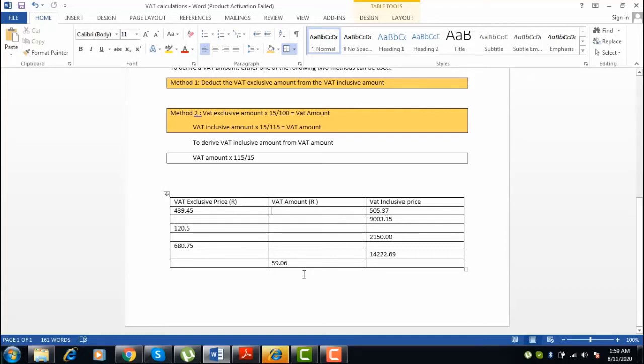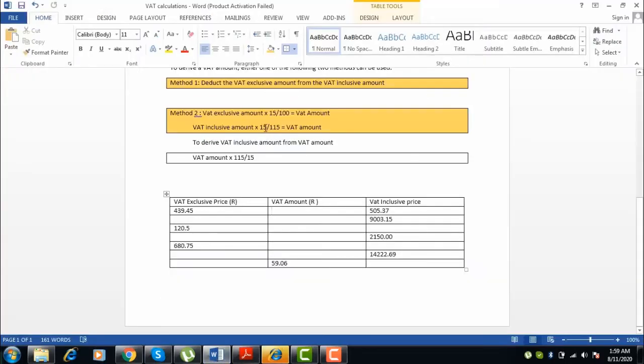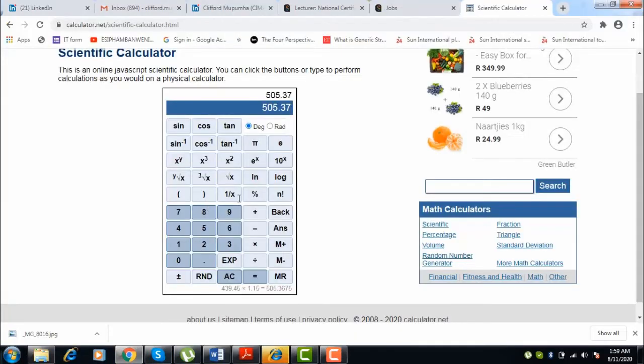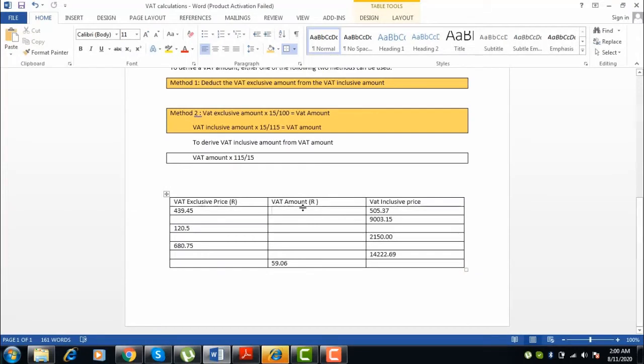505.37. We're going to multiply it by what? We're going to multiply it by this figure, and you get our amount. Multiplied by, open your brackets, then you've got 15 divided by 115, then you close off your brackets, and then equals. We must round it off again. That will be 65.92.